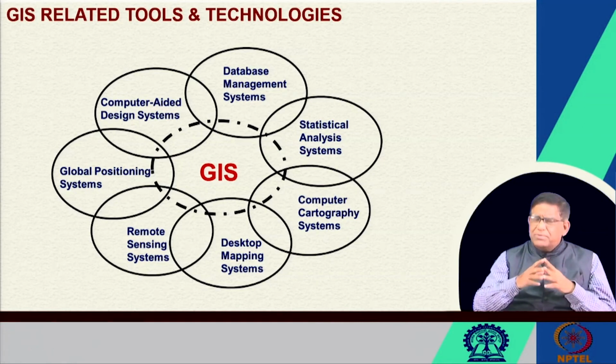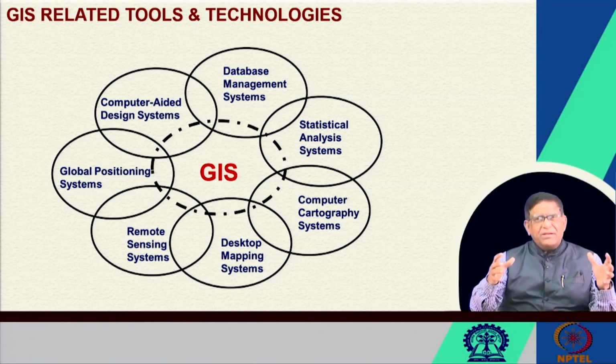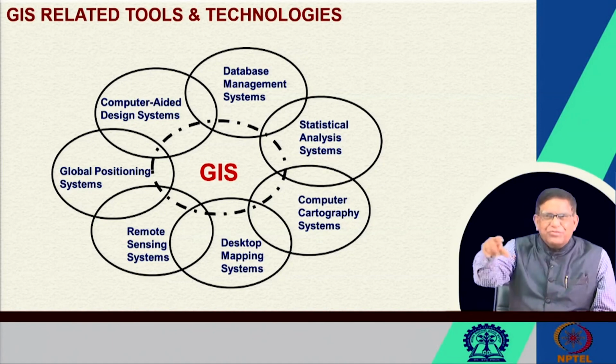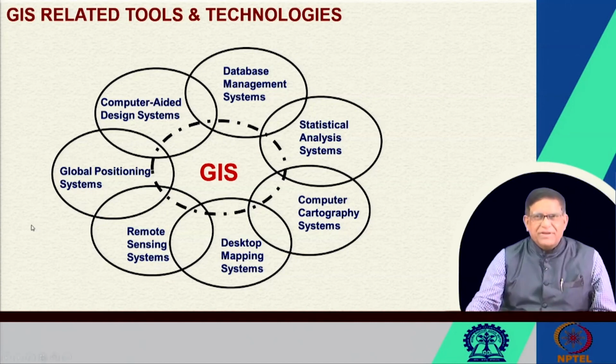You may have the database management system, statistical analysis system, computer cartography, map making, desktop mapping, remote sensing system, global positioning system, computer aided design. All these things can be brought in as associated tools, and they will enhance the capability of the geographic information system.